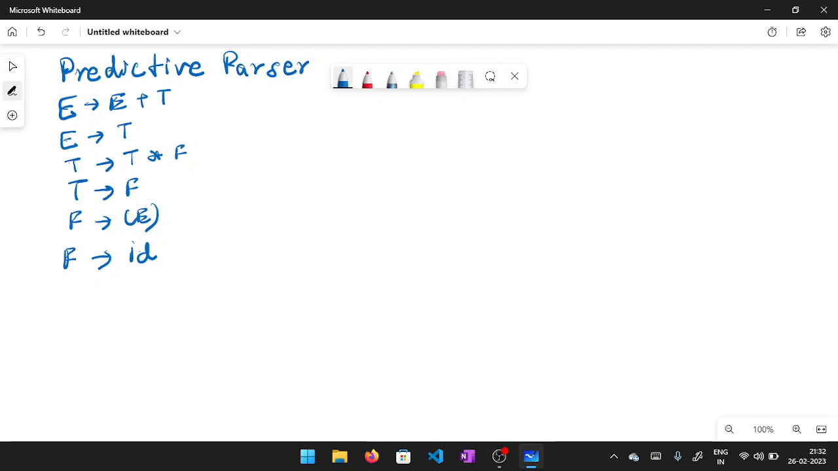Okay, the expression grammar is E tends to E plus T, E tends to T, T tends to T star F, T tends to F, F tends to open bracket E close bracket, F tends to ID.